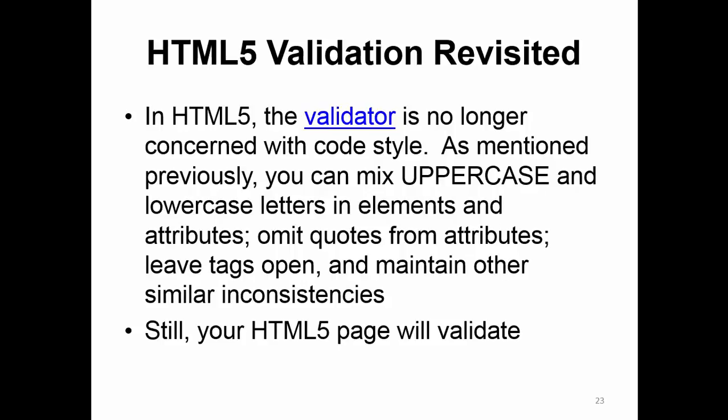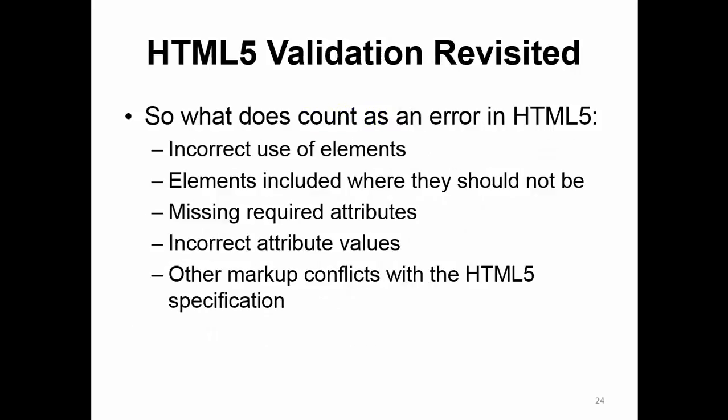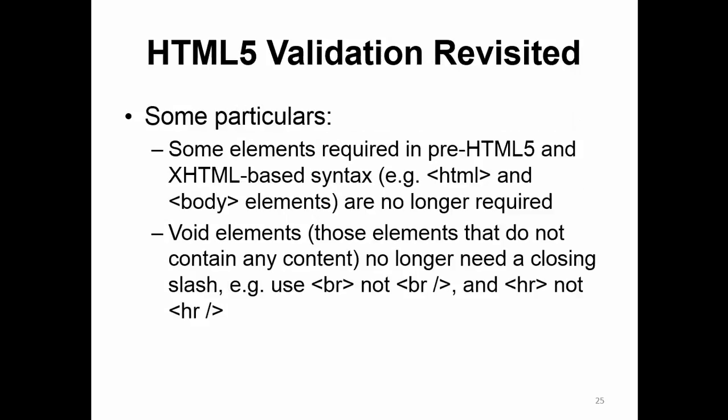This is a big one right here. In HTML5, the validator is no longer concerned with coding style. That's why if you accidentally put something in uppercase when you shouldn't, the system doesn't care. So what does count as an error in HTML5? When you take an element that's meant to be used in some way and you use it in a way that it's not meant to be used. Including an element that shouldn't be there. Missing something that's required. Incorrectly setting up attributes. Anything that, as it says, conflicts with the HTML5 specification.